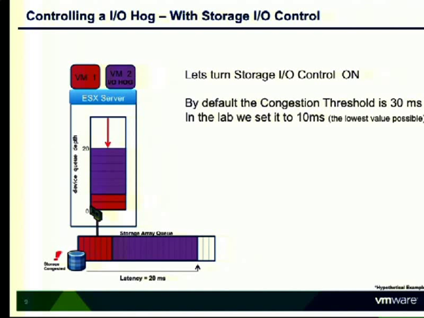That reduces how many IOs that VM2 is able to get down into the storage array. Because it's not being able to get into the device queue, that means it's not being able to get down into the storage array queue. Now you might wonder, what happened to those that we just prevented from getting into this queue? Well, there's actually another queue on top of this one inside the ESX server called the ESX kernel queue.